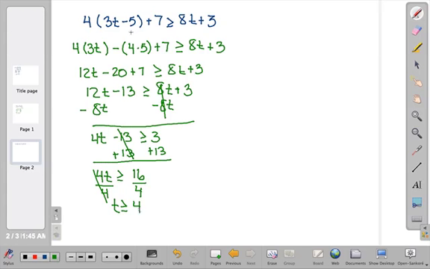So we applied the distributive property, we simplified like terms, we brought the variables so they were together on the same side of the inequality sign, and we solved. I know it looks very complicated. It's because we're putting together all sorts of things that you've learned how to do already.